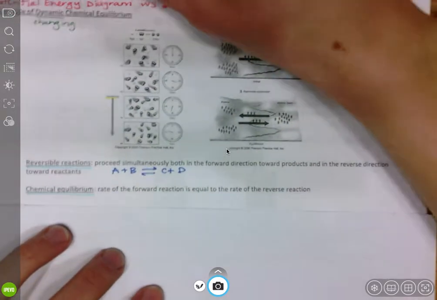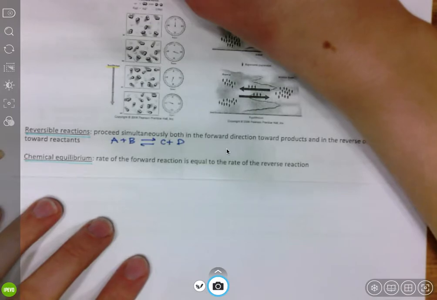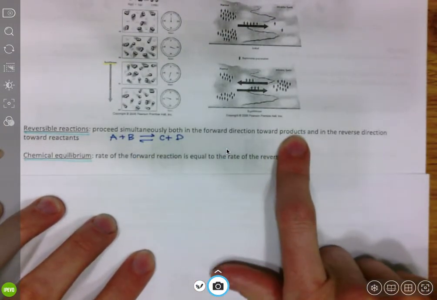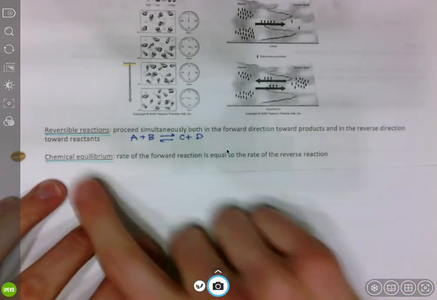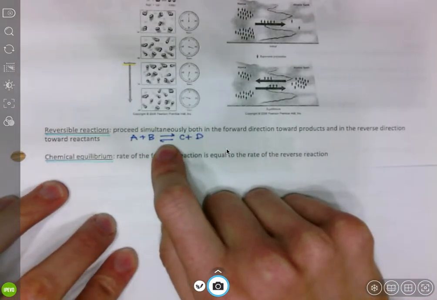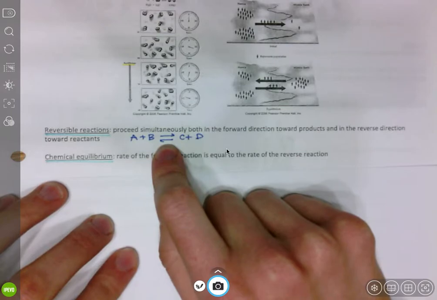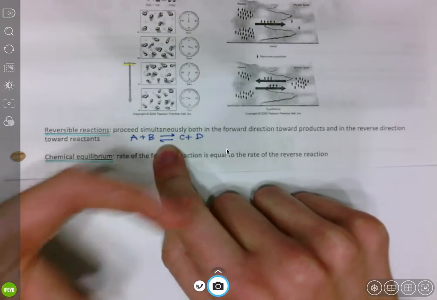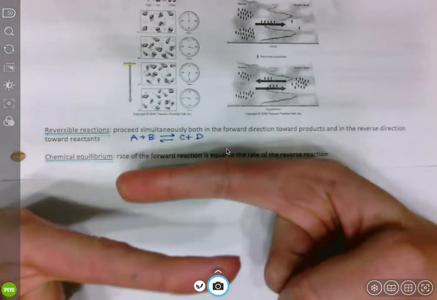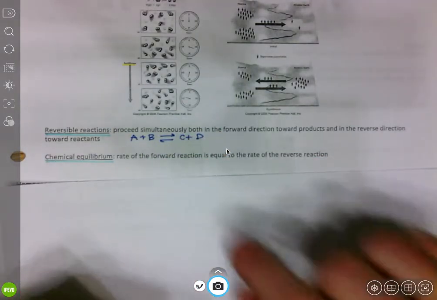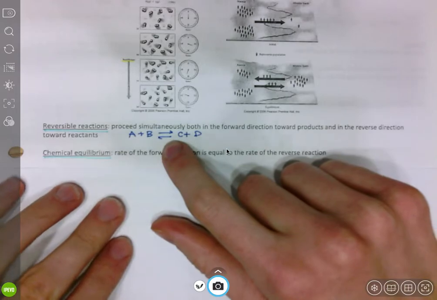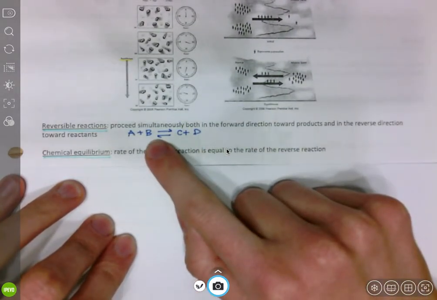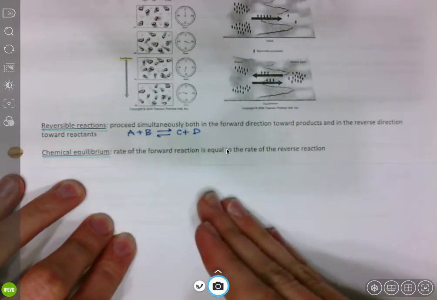So with reversible reactions, these proceed simultaneously both in the forward direction towards products and in the reverse direction toward our reactants. Our notation for a reversible reaction is a double-headed arrow, pointing to the left and then pointing to the right. If we have an irreversible reaction, we are just going to have one arrow from reactants to products.